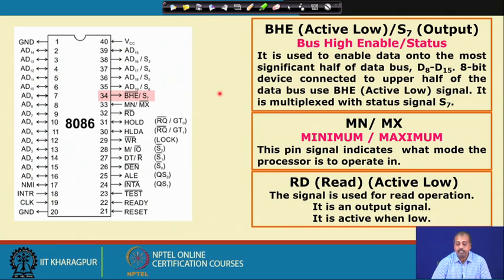There is a read signal which is active low. It is for the read operation, an output signal, and it is active when the output is low. This is the read bar line, for reading a value from the outside world.